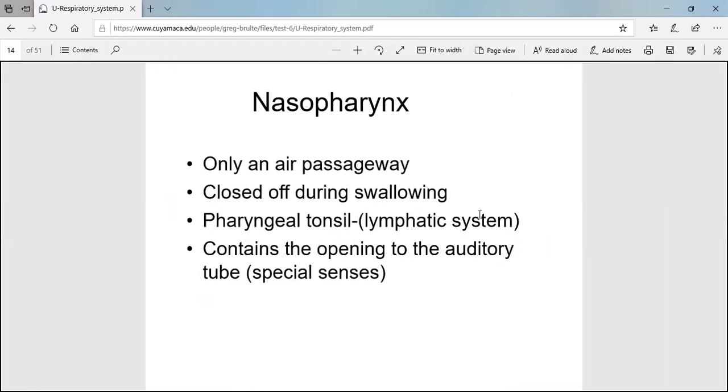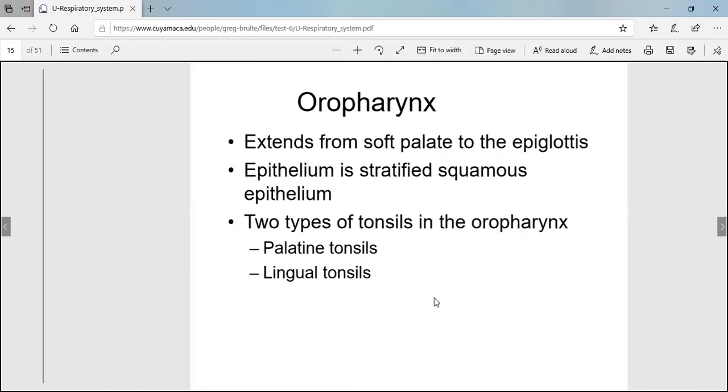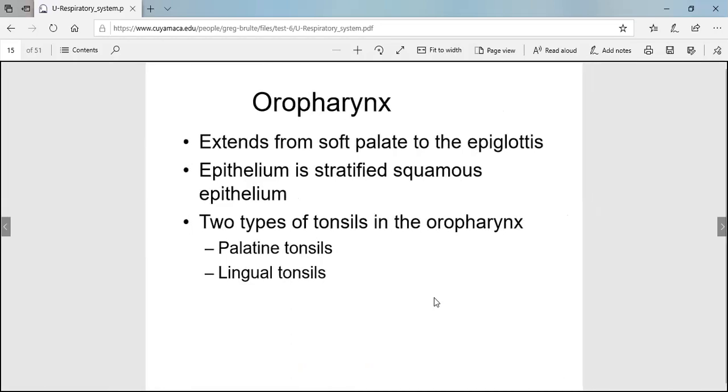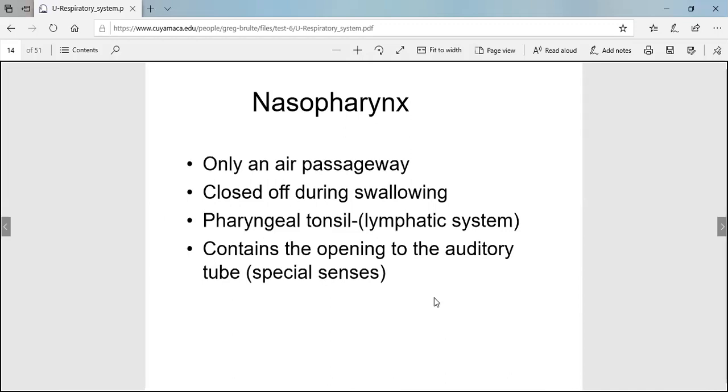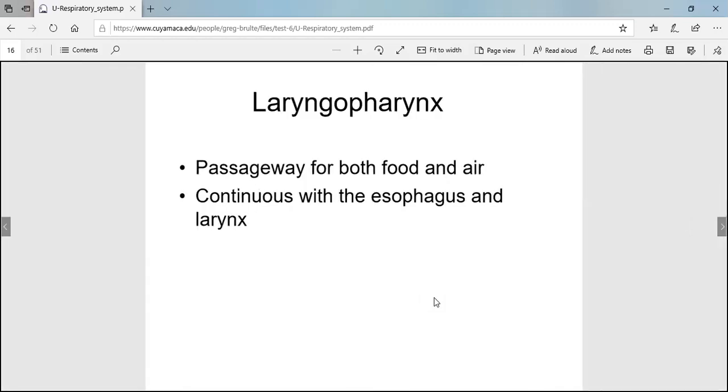So the nasopharynx is simply an air passageway. It's closed off during swallowing. The pharyngeal tonsil, like I said, is up there. And then that eustachian tube opening is up there. The oropharynx, we talked about the tonsils. That's stratified squamous, by the way, in the oropharynx, because food passes there. Nasopharynx, food should not be passing there. So that's actually PSCC. Now you get down to the laryngopharynx, it's still a shared passageway for air and food.